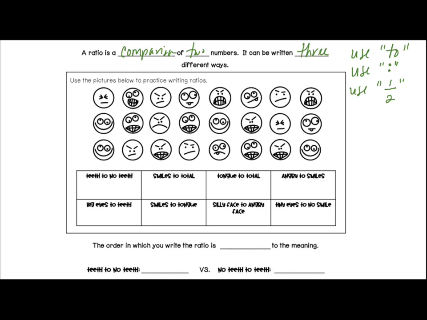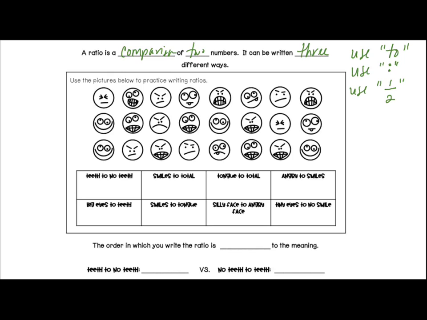So we are looking at different comparisons. Sometimes you might be looking at the number of appetizers to the number of people at your party, things like that, which are very different types of comparisons. Let's look at these using some pictures.